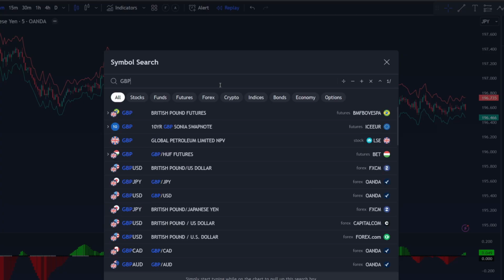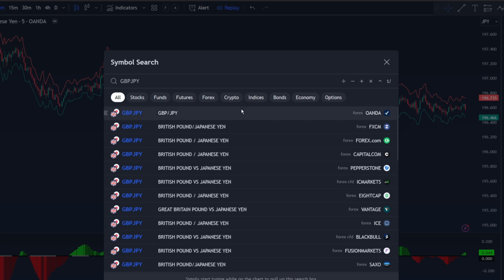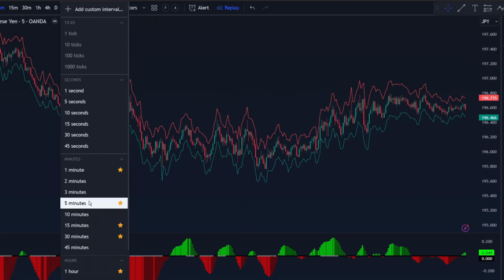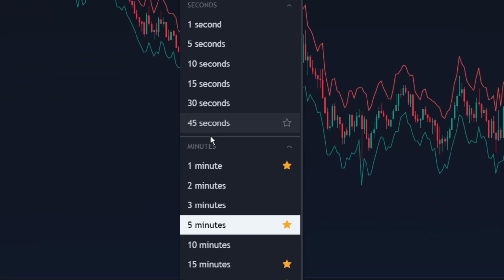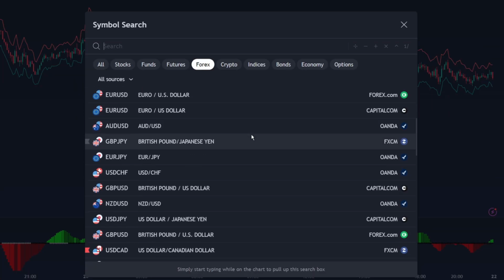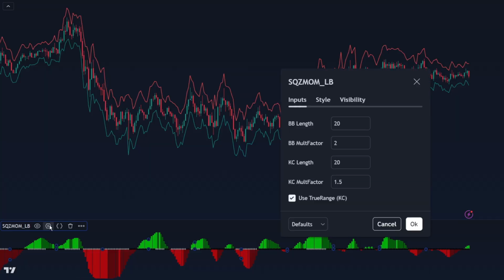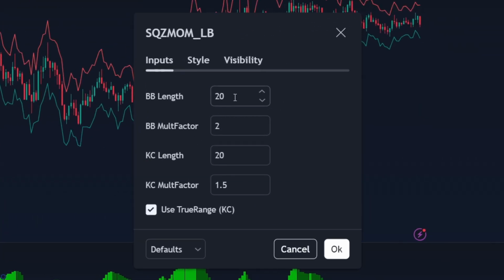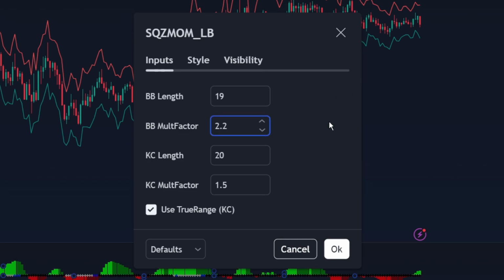Just so that we would be on the same page, open the GBP-JPY pair in the 5-minute chart. The indicator works on other time frames and markets too, but I will be optimizing it to fit the Forex markets. First, let's go into the indicator settings. We will need to make it a little less sensitive. Change the BB length to 19. BB mult factor to 2.2. KC length to 21. Leave the KC mult factor at 1.5. And make sure Use True Range is checked.